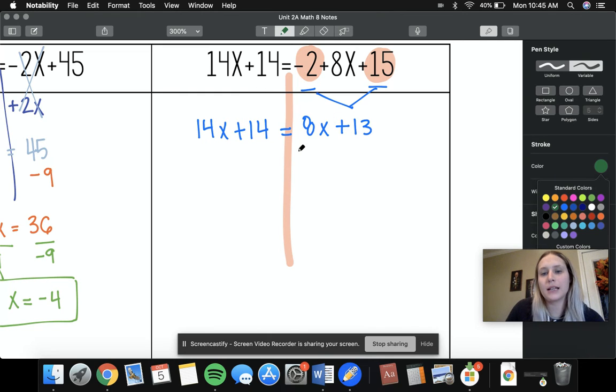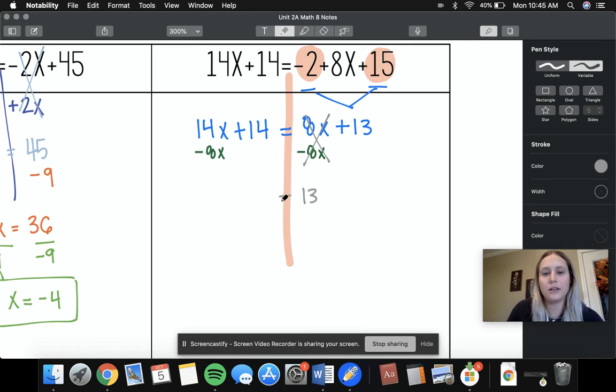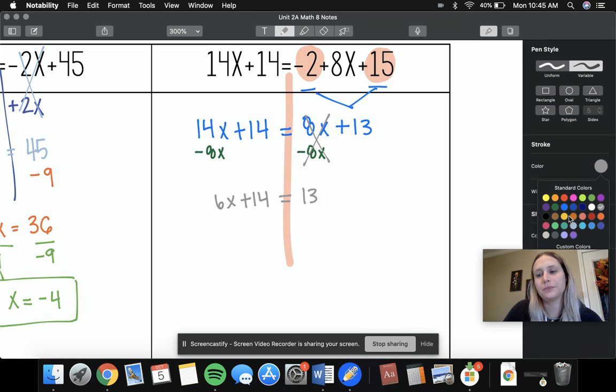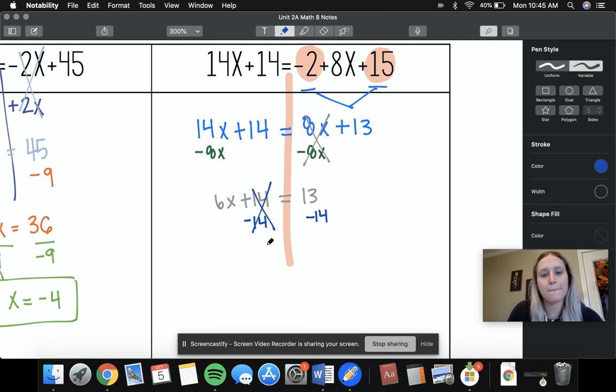So the opposite of an 8x is a negative 8x. Okay. 8 and negative 8 would make a 0. And then we're just left with 13 on the right-hand side. Then we had 14 x's, but we took away 8 of them. So that would be 6 x's plus 14 equaling 13. All right, now we just have to solve this two-step equation. We're going to move the 14 first. So the opposite of a positive 14 is a negative 14. 13 with a negative 14 would be a negative 1.